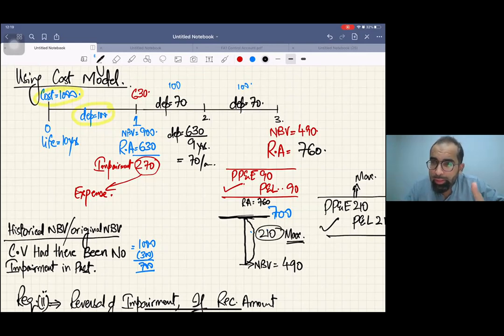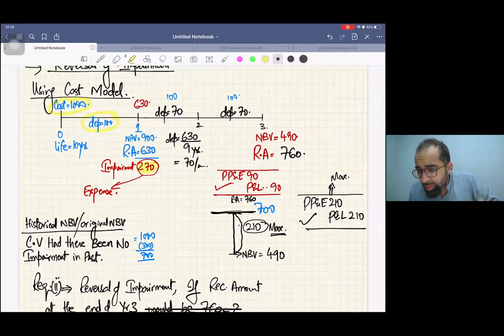So a student asks, look at here, sir: in the past we booked an impairment expense of 270. And now, after two years, when we go for the maximum reversal, it is only 210. What is the difference between 270 and 210? This is a difference of 60. So where has this 60 gone? Why has IAS not allowed this 60?